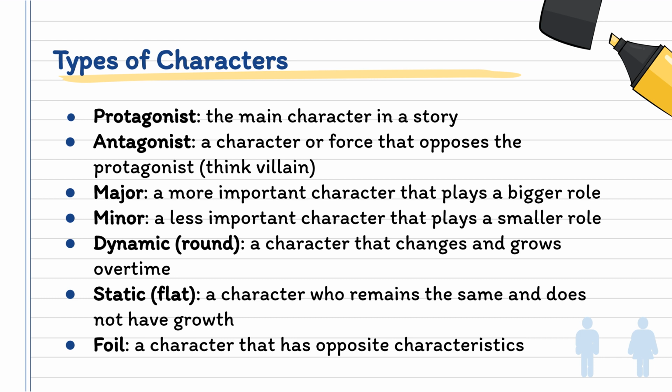There's also major and minor characters. A major character is a more important character that plays a bigger role in the story, while a minor character is less important and they play a smaller role in the story. Then you have a dynamic, also known as a round character, which is a character that changes and grows over time. A static character, also known as a flat character, which is a character who remains the same and does not have growth. And a foil, which is a character that has opposite characteristics. So, for example, if my main character was a cheerleader, the foil would be the band nerd.